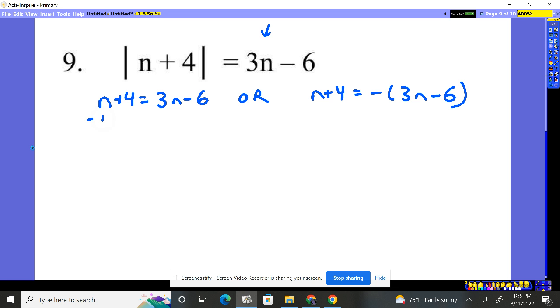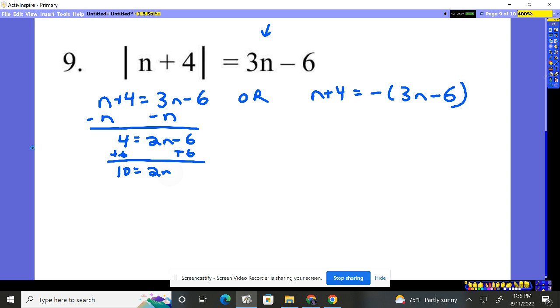So solving this, I'm going to subtract my n. I get 4 is equal to 2n, take away 6. I add my 6. When does 2n equal 10? Divide by 2, you're going to get what? That happens when n is 5. Now, when we plug 5 into that original equation, it might work, it might not. We'll see in a minute. Let's solve this next piece first.